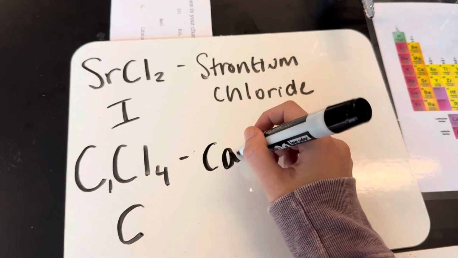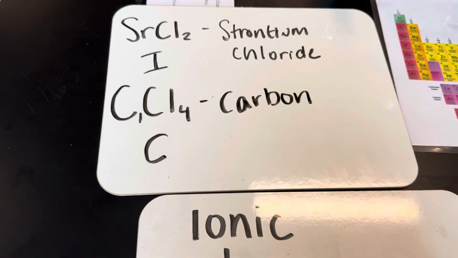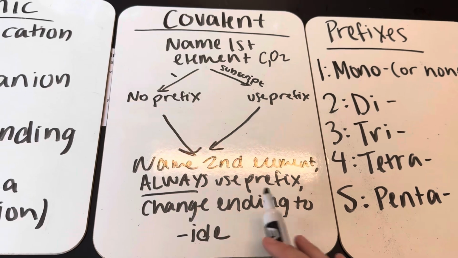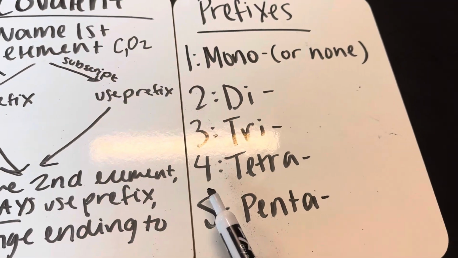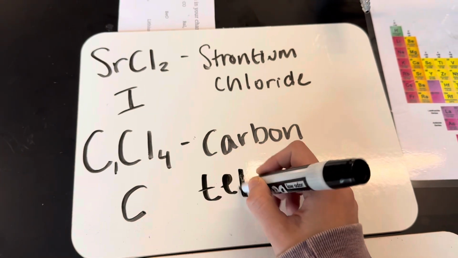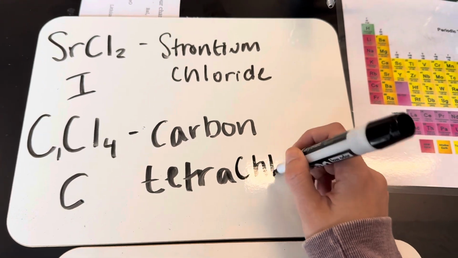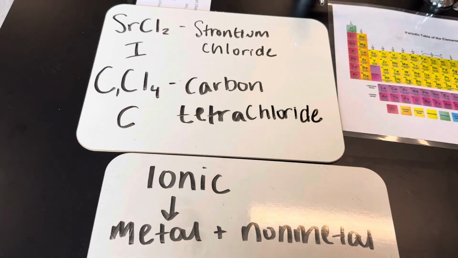So that's why this one can be kind of confusing. Sometimes you need a prefix on that first element, sometimes you don't. You always need a prefix on the second element no matter what. So it says name second element, always use prefix, change ending to "ide." So I have chlorine, and I have 4 of them. So I need to go back and look at my prefixes. The prefix for 4 is tetra. So I'll write that down. Tetra. And then chlorine, but I need to change my ending to "ide." So it's tetrachloride. The end. Wonderful. We named them.